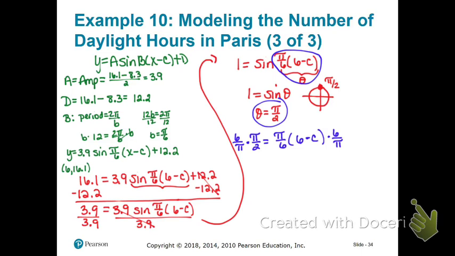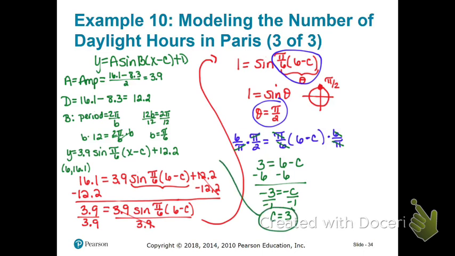So on the left-hand side, my pi's will cancel. 6 over 2 is 3, equals, on the right-hand side, the pi's cancel, the 6's cancel, and I get 6 minus c. So now I'm just going to solve for c. So negative 3 equals negative c, divide by negative 1, and so we know c equals 3. And then we're just going to put it all back together and write our equation, because now we can take this c equals 3 and plug it back into our equation up here.